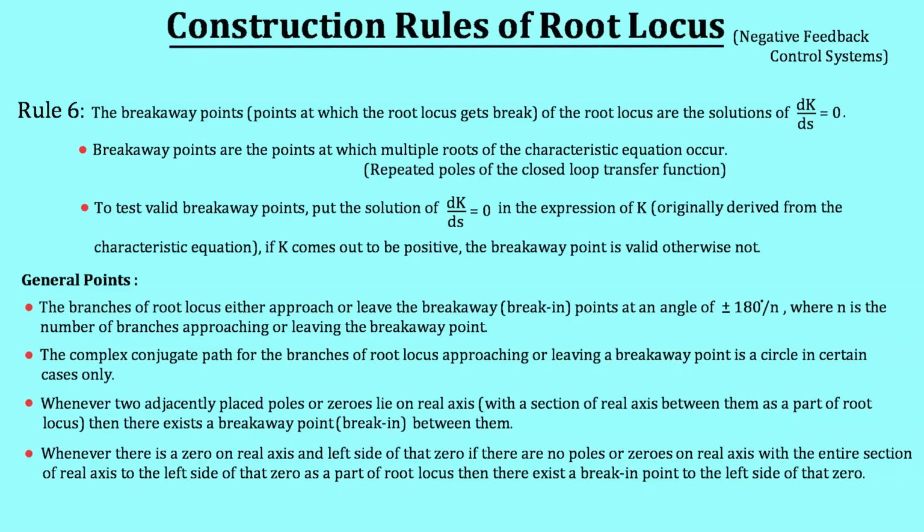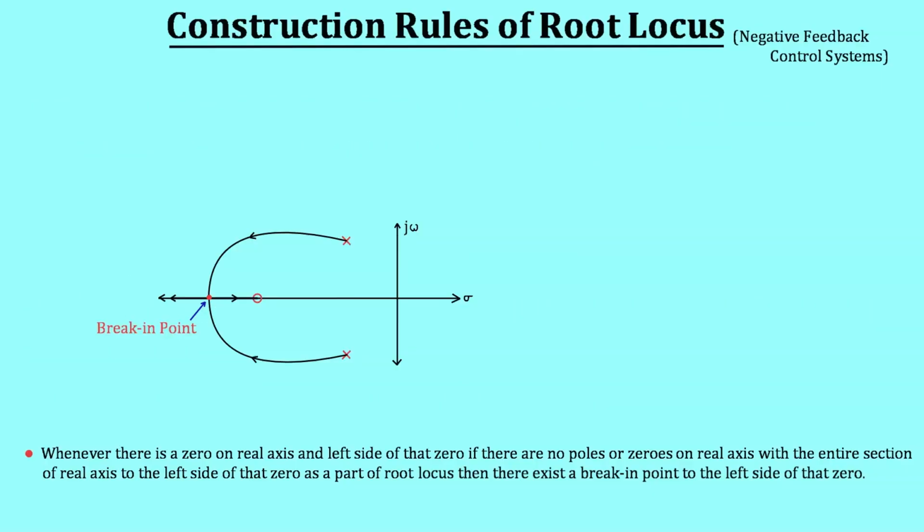Whenever there is a zero on the real axis, and to the left side of that zero there are no poles or zeros on the real axis, with the entire section of the real axis to the left side of that zero as a part of root locus, then there exists a break-in point to the left side of that zero. Let's try to understand the last point through an example. The shown graph is the root locus of a system which consists of two complex conjugate poles and one zero.